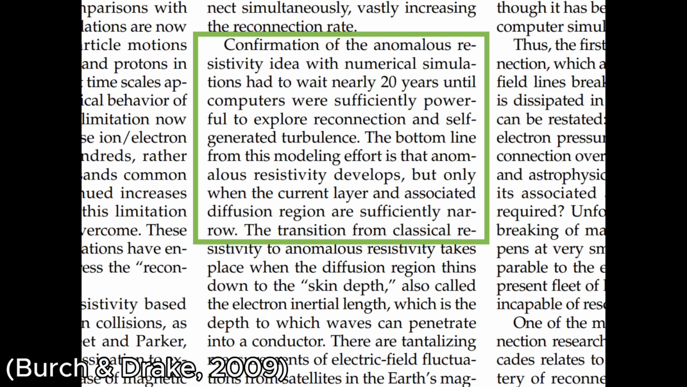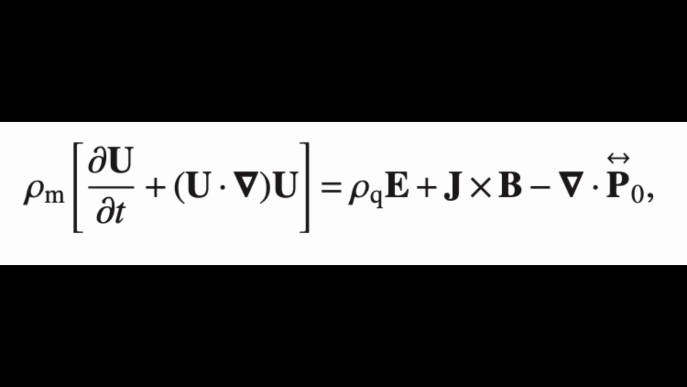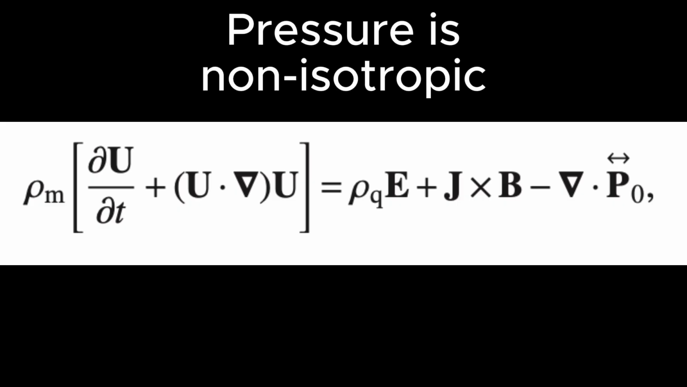The bottom line from this modeling effort is that anomalous resistivity develops, but only when the current layer and associated diffusion region are sufficiently narrow. Well, there are some really interesting results that have come out of this theory. What I really want to focus on is the second possibility, that the electric field is somehow related to the pressure divergence term. This would imply that the pressure is non-isotropic.